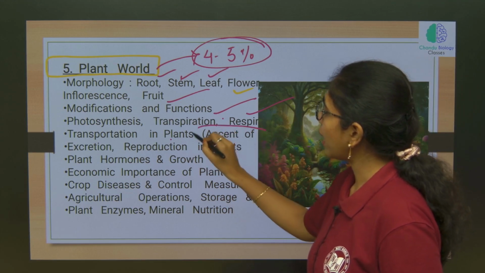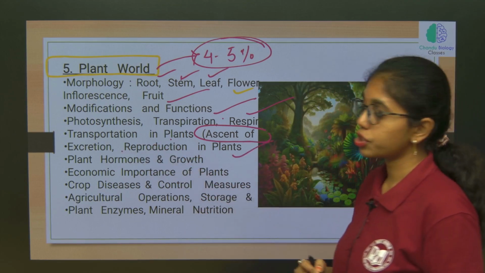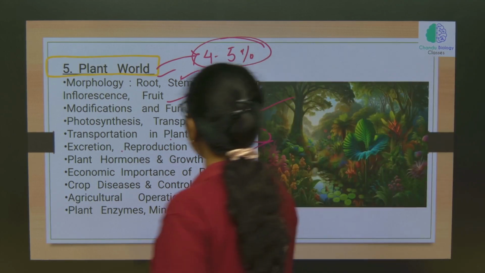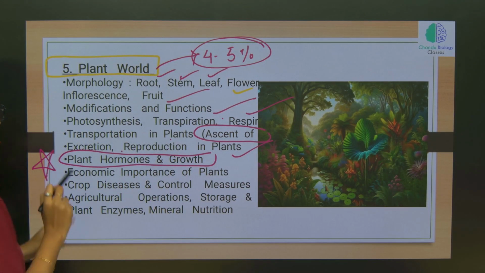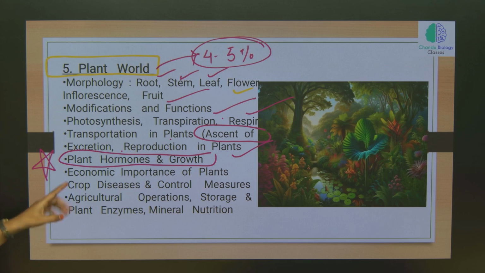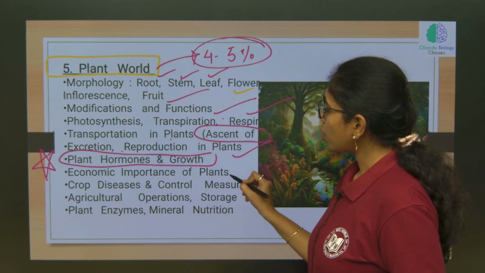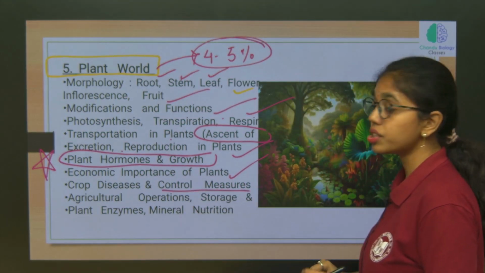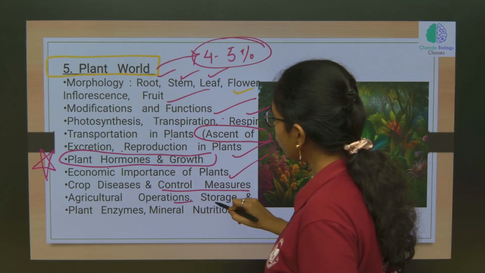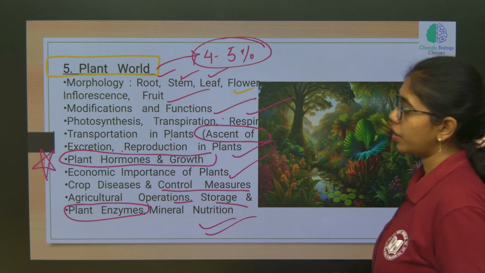Transportation in plants, where we are going to learn ascent of sap, then excretion and reproduction in plants. Major segment over here, plant growth and phytohormones. Definitely there will be a question on phytohormones from this chapter for sure. That much important it is. Okay, and economic importance of plants, crop diseases, control measures, agricultural operations, storage, plant enzymes and mineral nutrition.